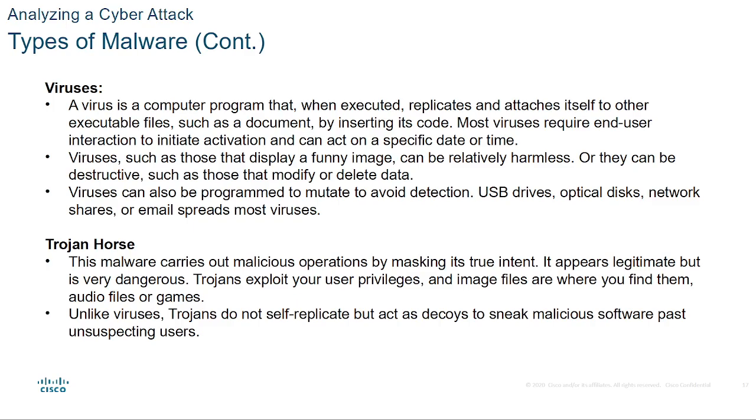Another type of malware is the Trojan horse. Trojan horses carry out malicious operations by masking their true intent. It appears legitimate, but is very dangerous. A Trojan exploits your user privileges, and image files are where you often find them. Trojan horses attach themselves to audio files, image files, or games. Unlike viruses, Trojans do not self-replicate, but they act as a decoy to sneak malicious software past unsuspecting users.